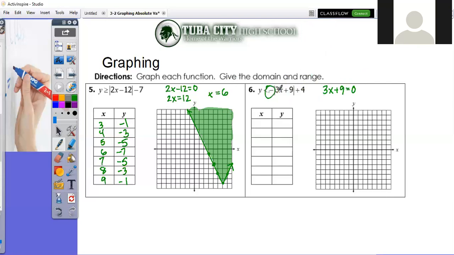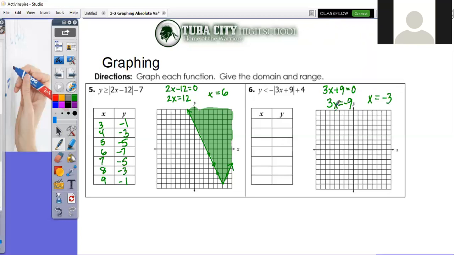And one other thing too is we notice that there's a negative in front of this. That means that this is going to open downwards. So when we start parabolas, I think next week, that's going to be a helpful piece of information, is knowing which way it's going to open.